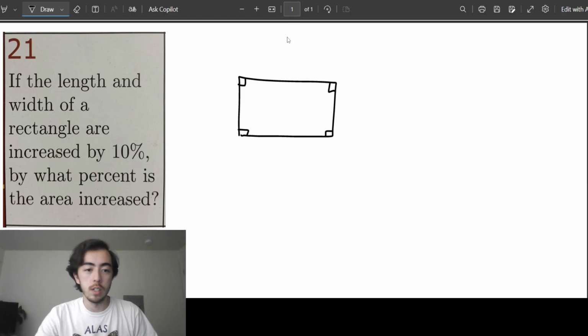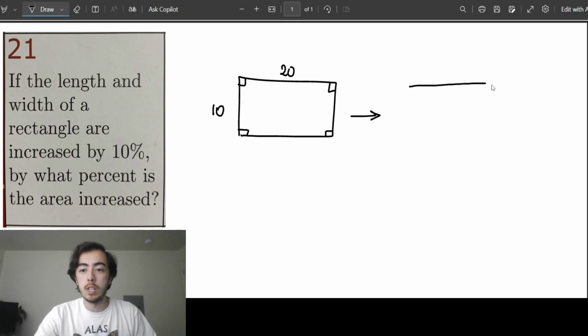So we have some rectangle here. And one way we could figure this out is just by assigning values to the rectangle and just see what happens. So we could do a 10 over here and a 20 over here. And we could increase both dimensions by 10%.